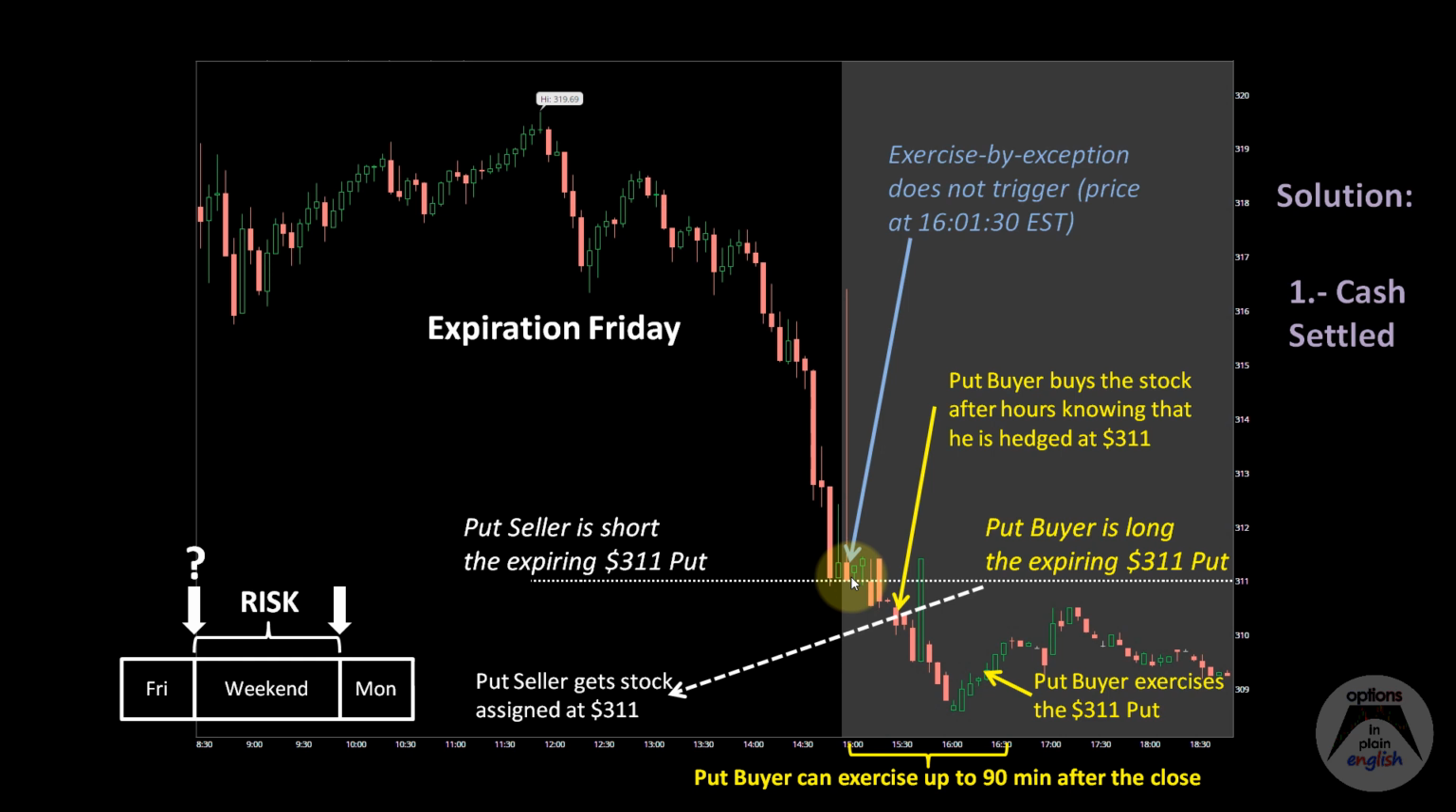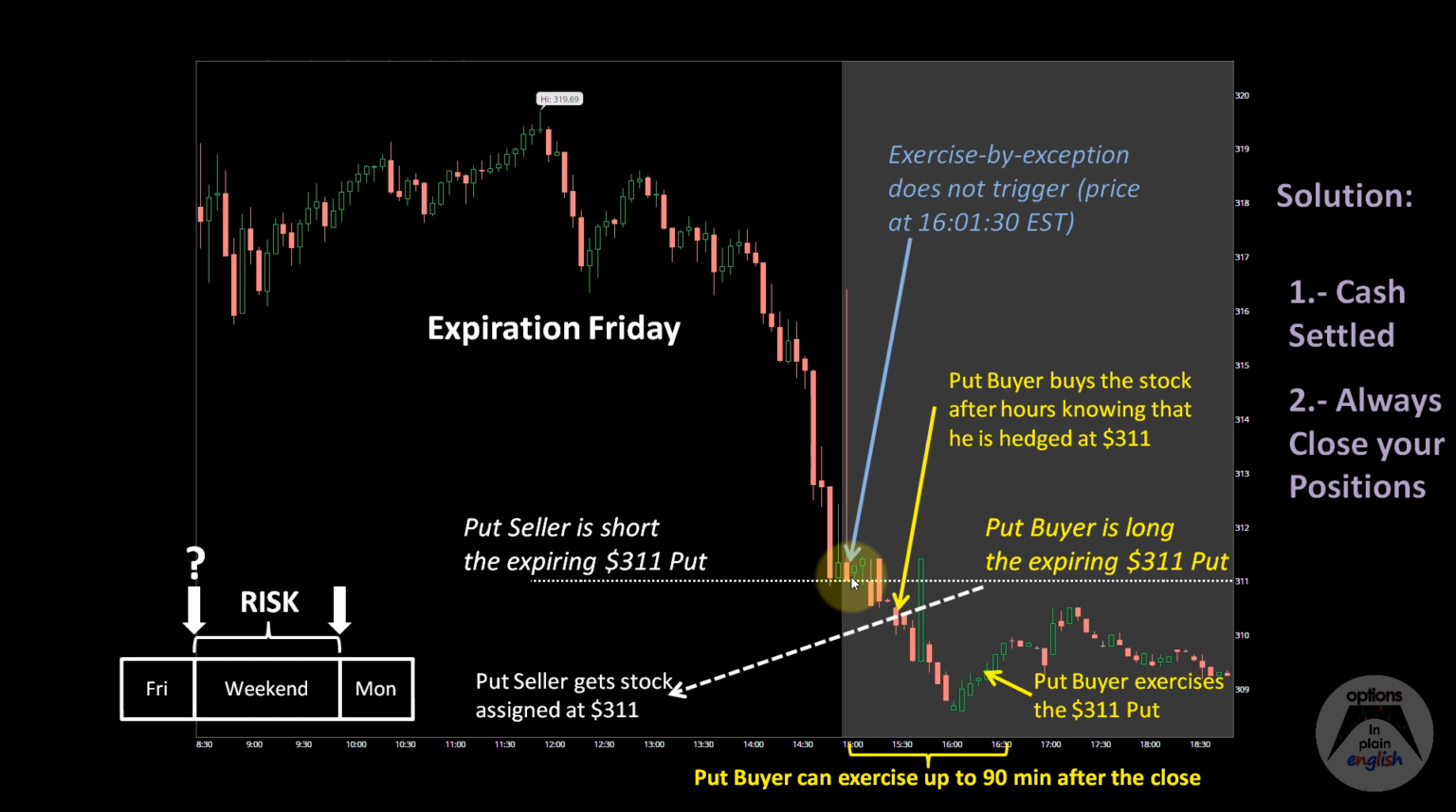The second solution is to always close your positions. And remember, we're talking about the sellers here. The buyers are not in this situation. The buyers don't have pin risk. In fact, the buyers have a bit of an advantage here because they can exercise after hours for up to 90 minutes after the close.